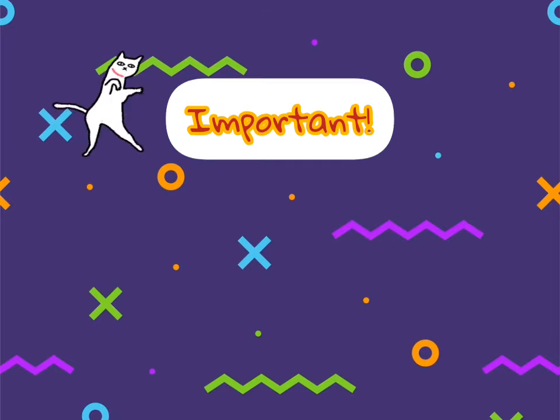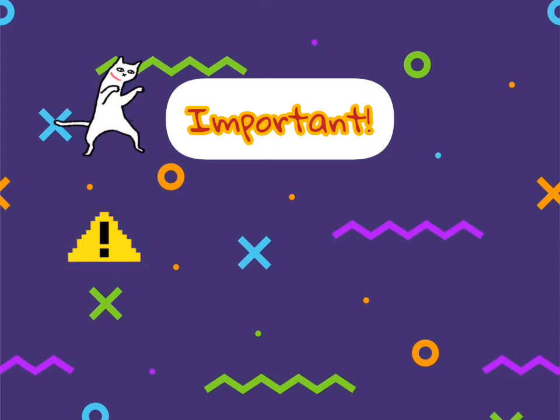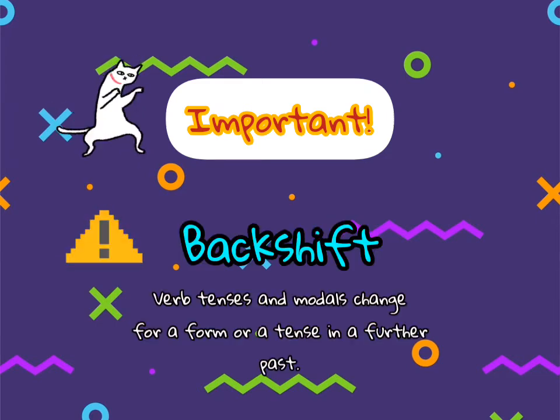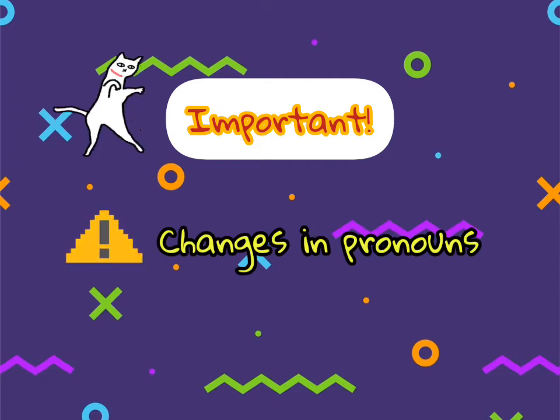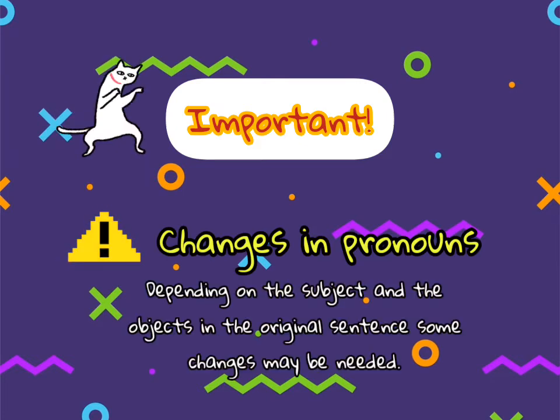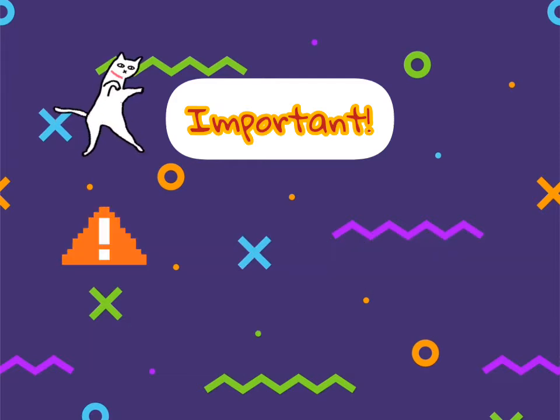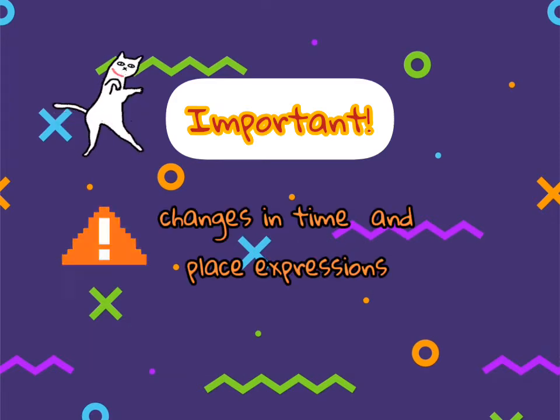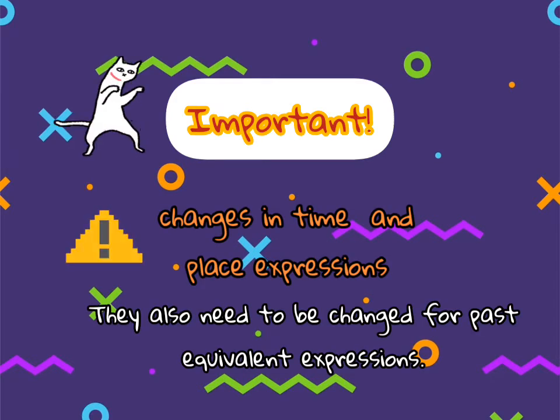For instance, reported speech features some characteristics such as number 1, backshift, that is to say, verb tenses change for a form or for a tense back in time. Number 2, changes in pronouns depending on the subjects and also on the objects in the sentence. And number 3, changes in time and also place expressions. They also change for forms in a past time or with a past reference.